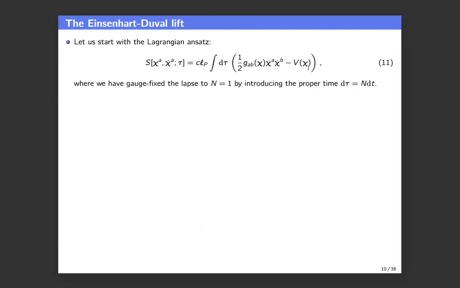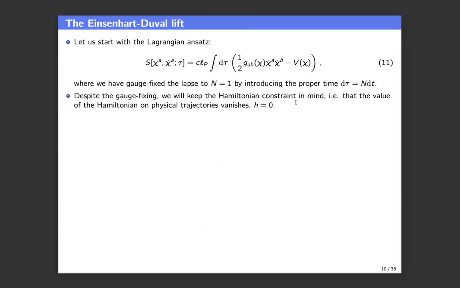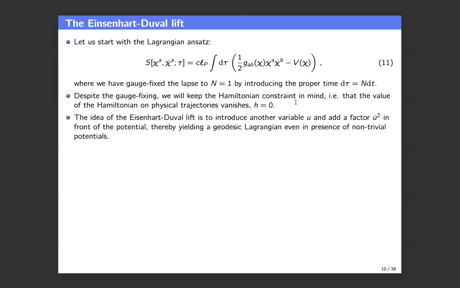So you start from the more general 1D system. Now we have this potential, and we have gauge fixed it by fixing n to 1, so we're basically absorbing n into tau. Despite this gauge fixing, we'll keep the Hamiltonian constraint in mind, and we will in particular demand that h is 0. The main idea of the Eisenhart-Duval lift is the following. You introduce another variable u, and you add a factor u dot squared in front of the potential, and this will allow you to construct a geodesic Lagrangian even in the presence of a non-trivial potential.